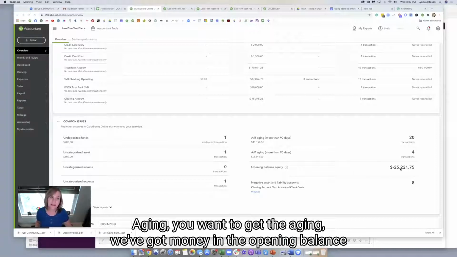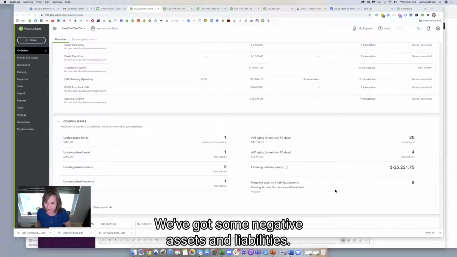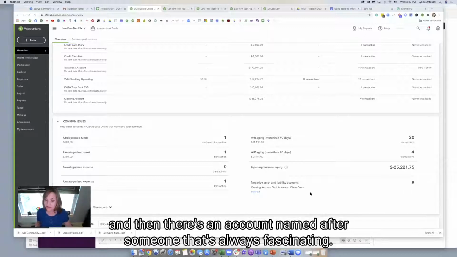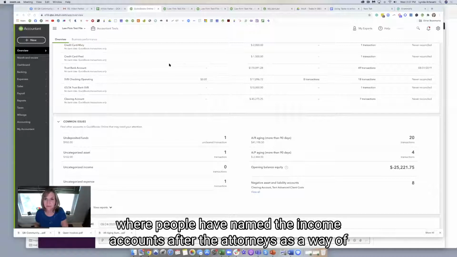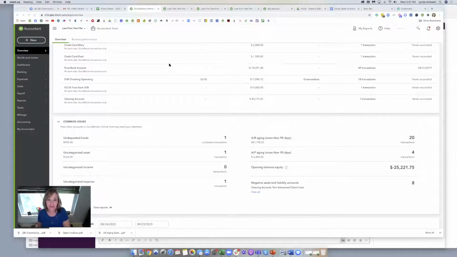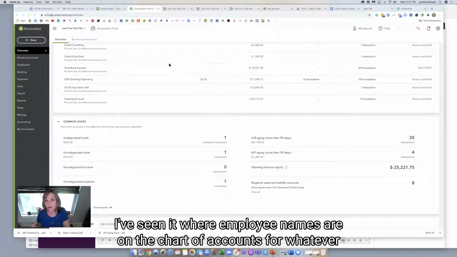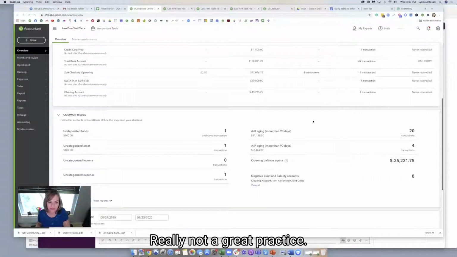We've got money in the opening balance equity account, so that's always a problem. We've got some negative asset and liabilities. There's a clearing account, which is interesting. And then there's an account named after someone. That's always fascinating. So if you see names, and I've seen this where people have named the income accounts after the attorneys as a way of tracking their income. I've seen it where employee names are on the chart of accounts for whatever reason that made sense to the person that set it up. Really not a great practice.